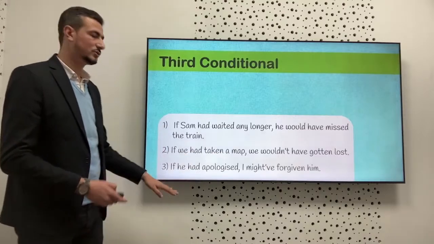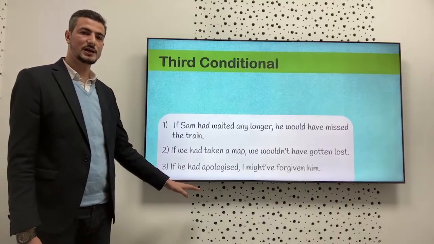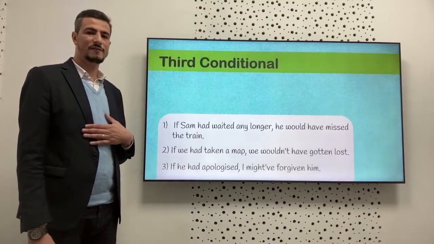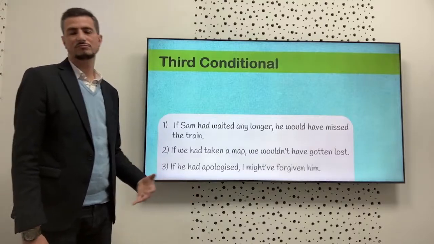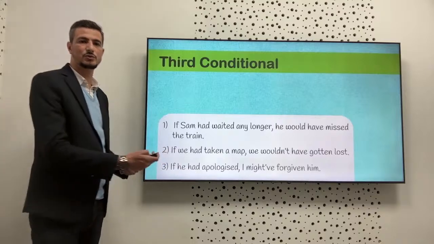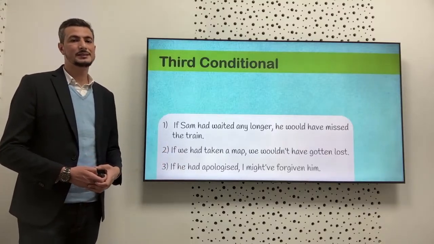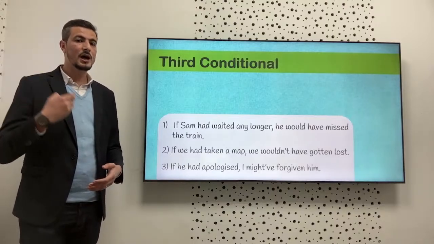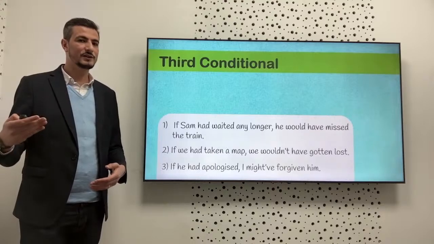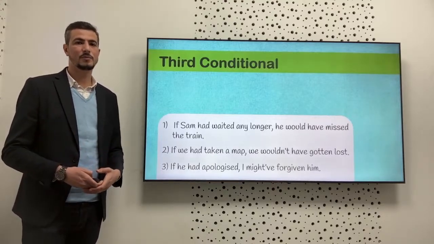Let's go to the third example. If he had apologized, I might have forgiven him. If he had apologized, for example, I have a dispute with my friend or brother, and he didn't apologize. If he had apologized, I might have forgiven him. But the reality is that he did not apologize.